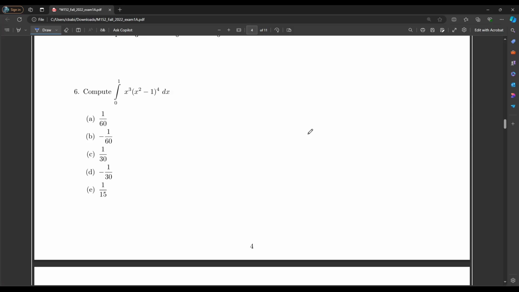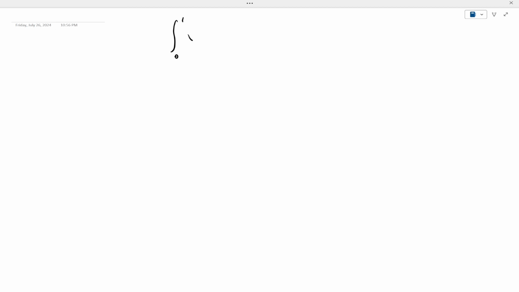Compute the integral from 0 to 1 of x cubed multiplied by (x squared minus 1) all to the fourth. So this seems to be u-substitution, but there's going to be a little bit more to it. So let's just get into it. So writing our integral here.